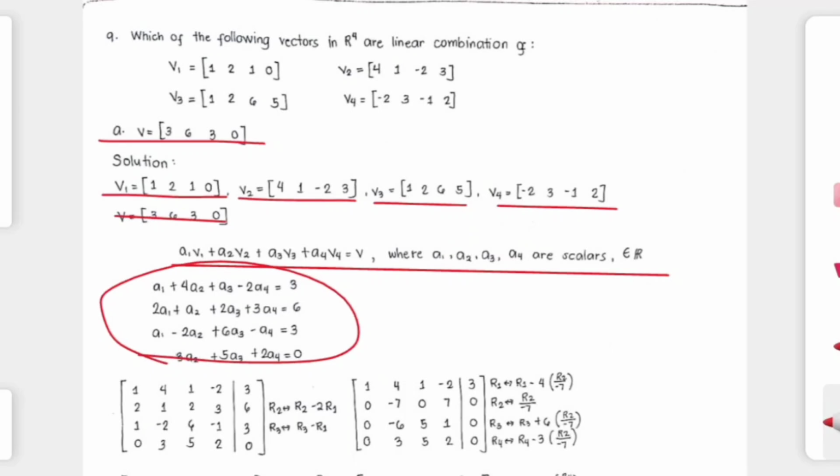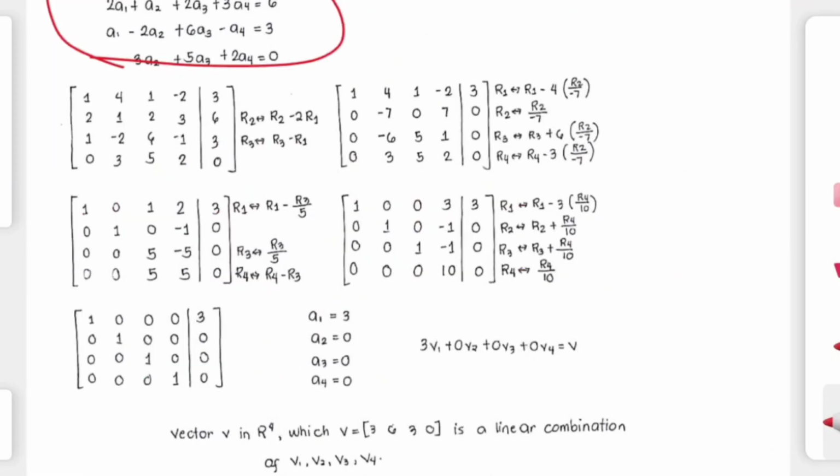So we have a sub 1 plus 4a sub 2 plus a sub 3 minus 2a sub 4 is equal to 3. And then 2a sub 1 plus a sub 2 plus 2a sub 3 plus 3a sub 4 is equal to 6. And then a sub 1 minus 2a sub 2 plus 6a sub 3 minus a sub 4 is equal to 3. And then 3a sub 2 plus 5a sub 3 plus 2a sub 4 is equal to 0.